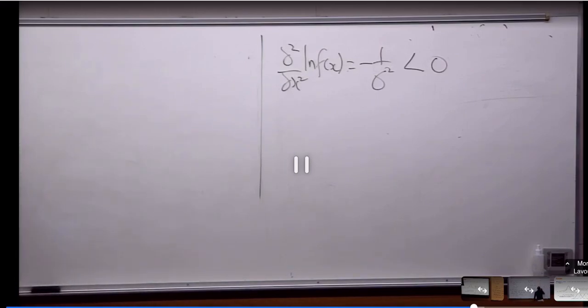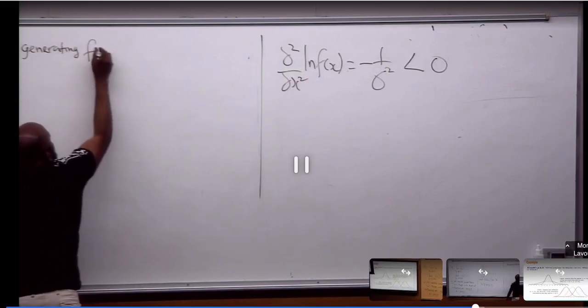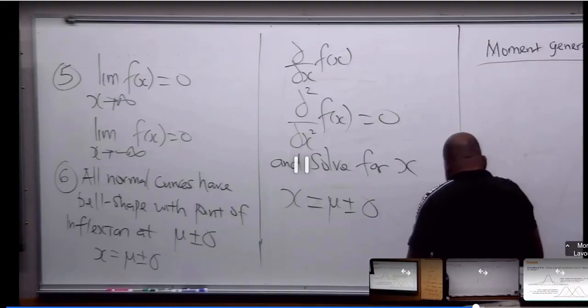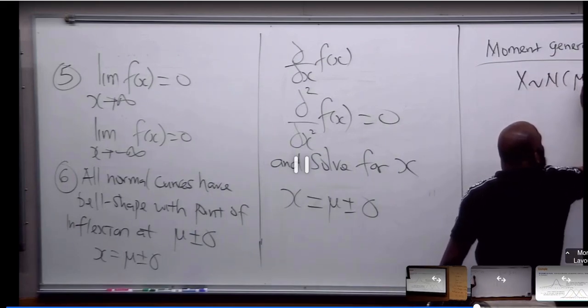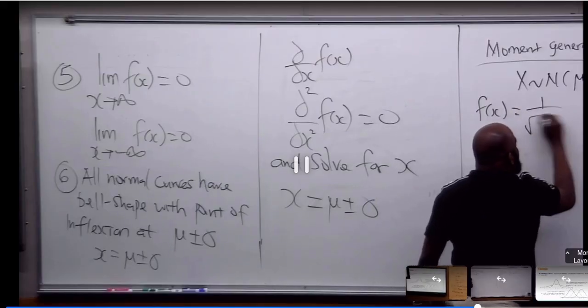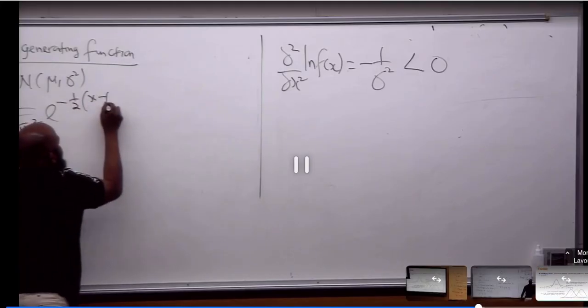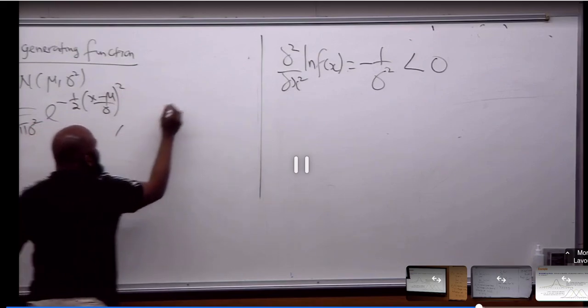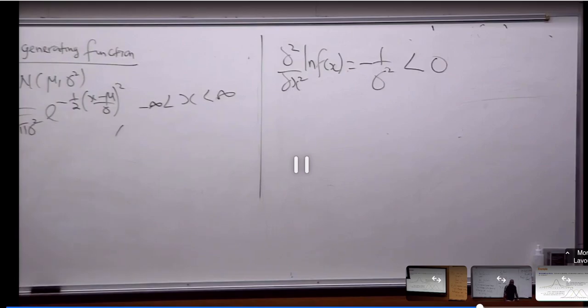Now, moment generating function. Okay, for normal now. When X follows a normal distribution with parameters mu and sigma squared, f of x is 1 over square root of 2 pi sigma squared, e to the power negative (x minus mu) squared over 2 sigma squared, and of course x lies between negative infinity and positive infinity. Now I want to obtain M_X of t.